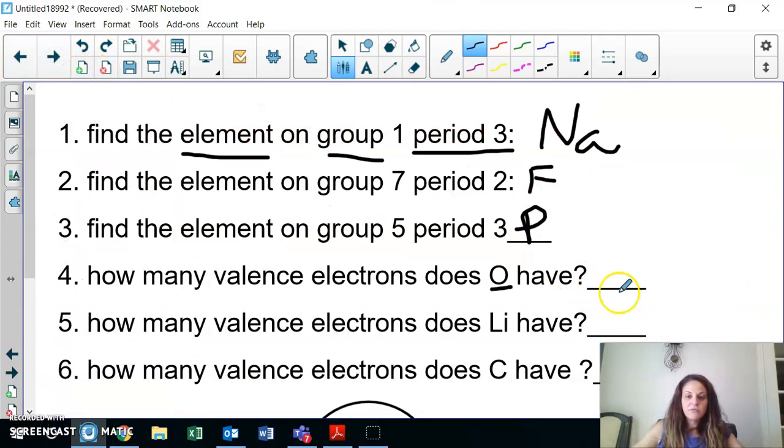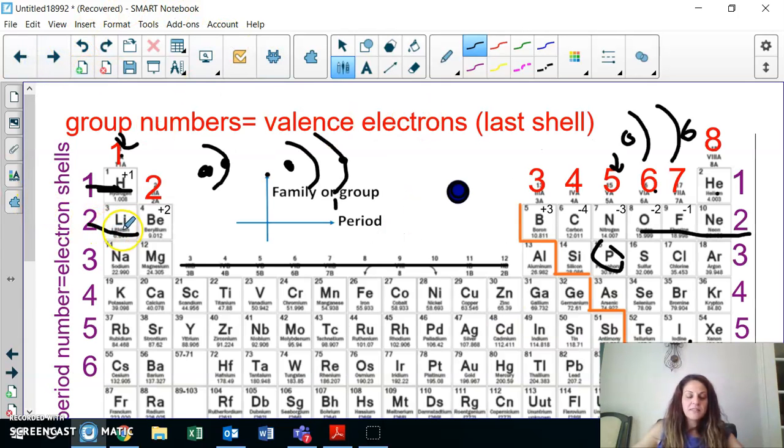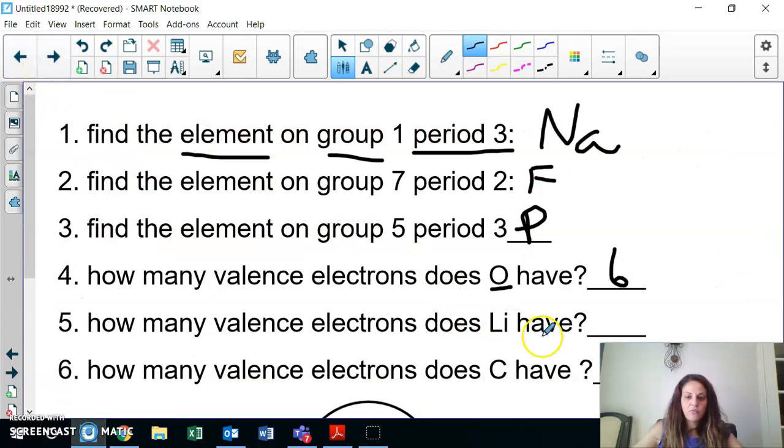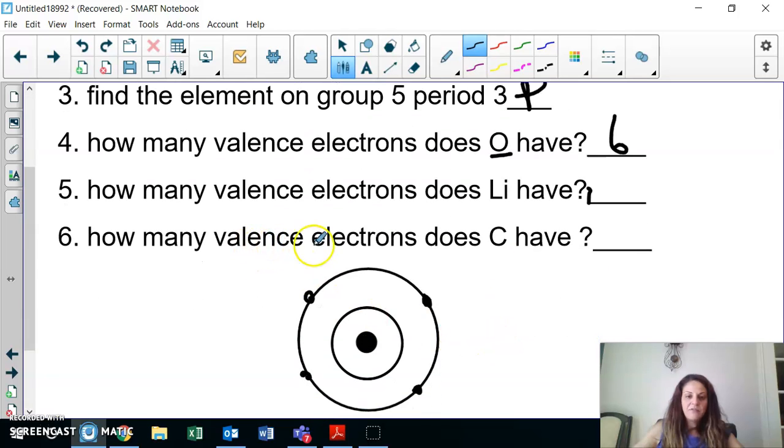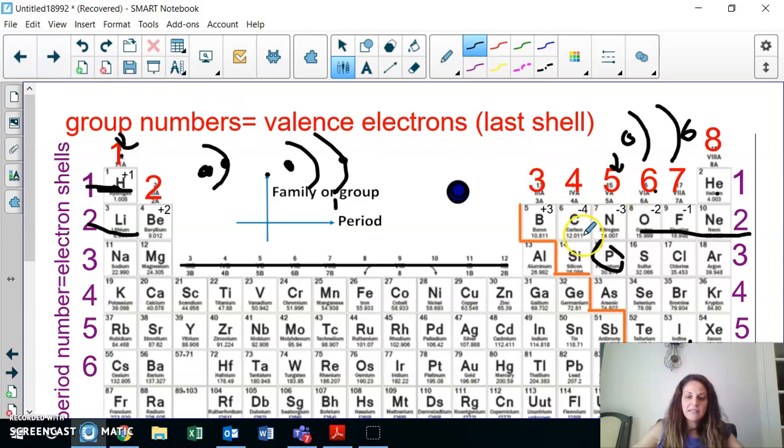So we go back to this valence electron 6, lithium. Let's look at lithium. Lithium is here. It has 1 valence electron. 1. Here. How many valence electrons does carbon have? Go back. Carbon has 4 valence electrons.